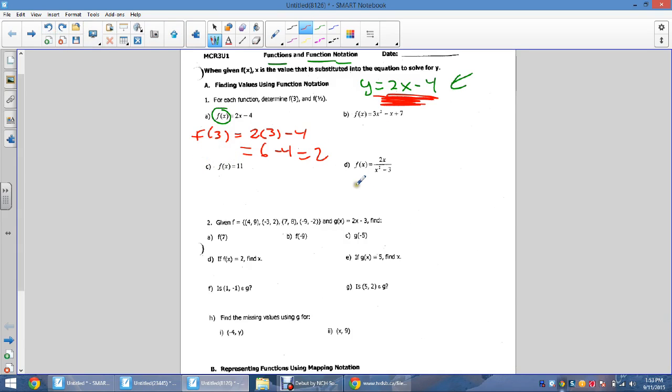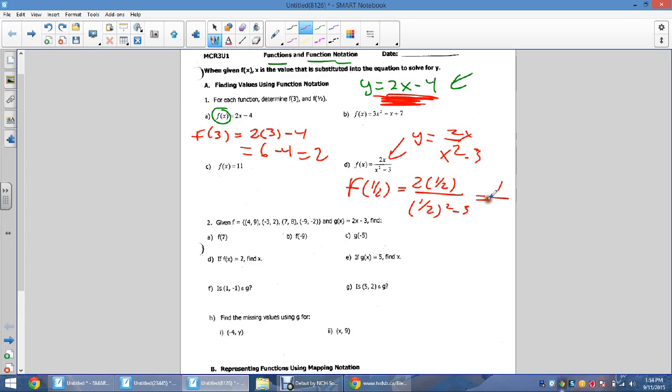If I said to you, give me f at a half, that's the same as saying, hey, what's y here when x is a half? You would just sub it in and find out what it was, and you do the same thing here. It's 2 times 1/2. You follow all your rules, your BEDMAS rules, and all that fun stuff, and you work your way through and figure out what the answer is. So 2 times a half is 1. Down here, it's 1/2 squared. That's a quarter, minus 3.